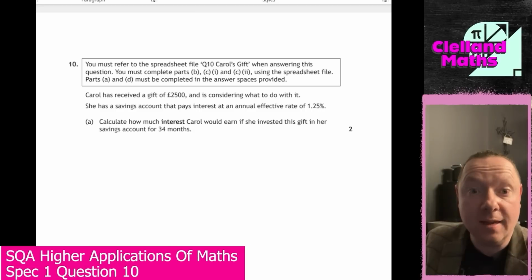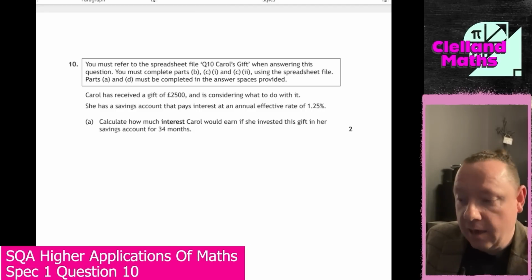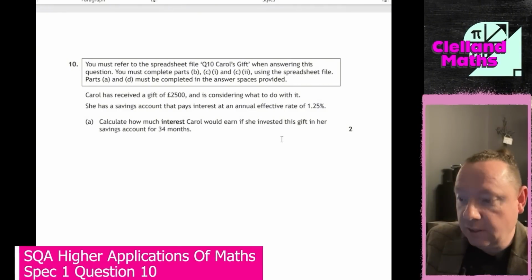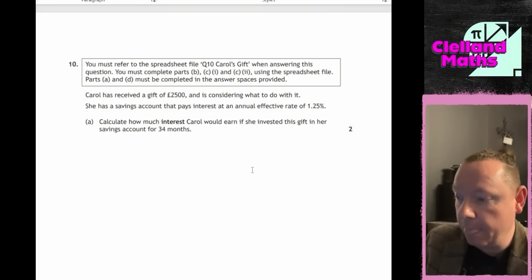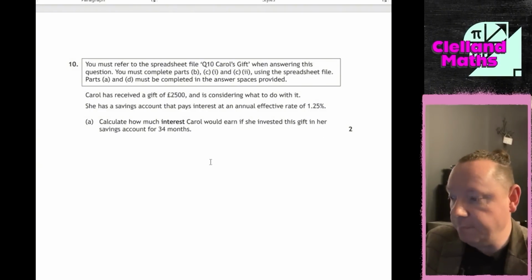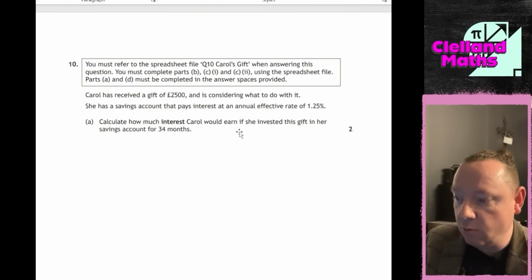SQA Higher Applications of Maths Specimen Paper 1, question 10. Let's have a look at the first question. This is Excel 1. You must have a spreadsheet. Carol receives a gift of £2,500 and is considering what to do with it. She has a savings account that pays interest at an annual effective rate of 1.25%. Calculate how much interest Carol would earn if she invested this gift in her savings account for 34 months.